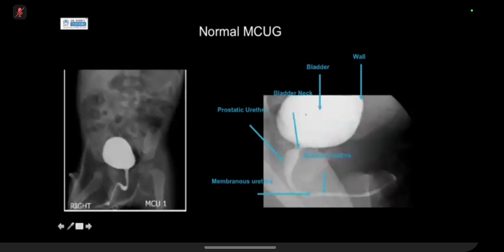And then on the lateral view, we've got various parts that we see. So this is the wall of the bladder, which should be smooth, as I've said. This is the bladder neck, so there would normally be a caliber change between the posterior urethra and the bladder neck, because that's just a part of normal anatomy. And then this is the posterior urethra, also known as the prostatic urethra. And then the anterior urethra is made up of the membranous urethra and the bulbous urethra. So that is a normal study.